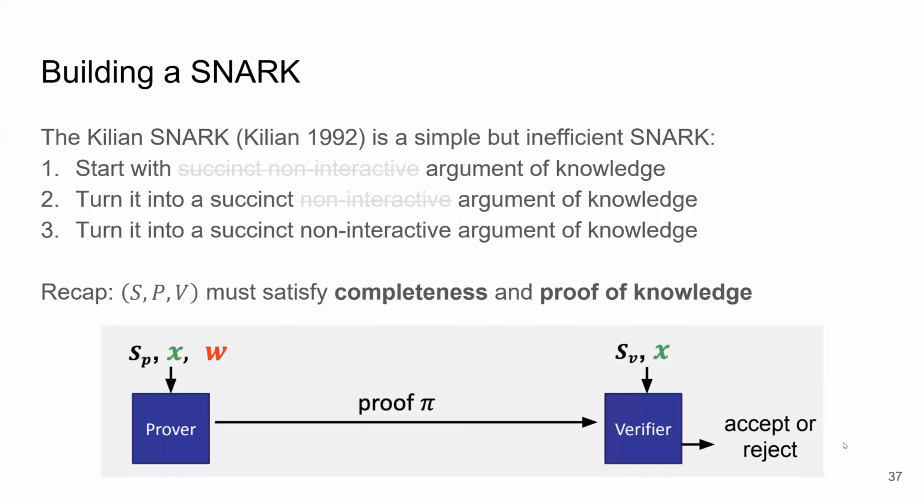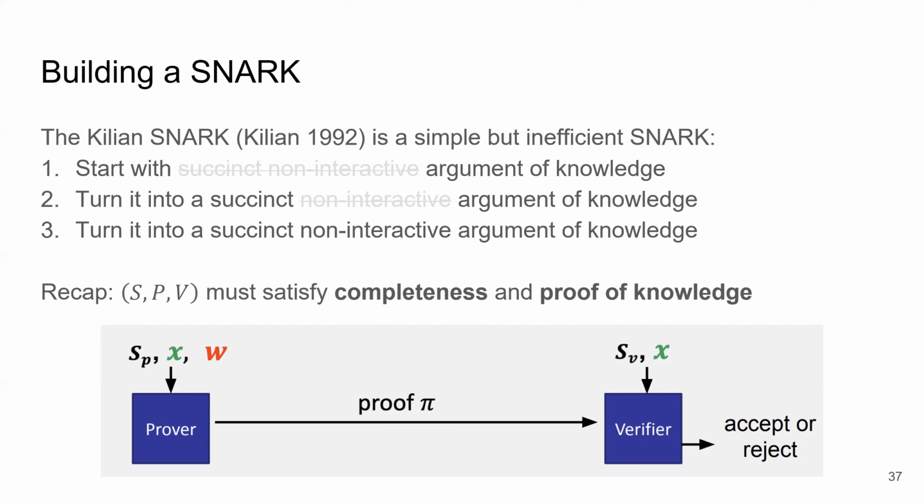And here, just as a recap, remember we have these two parties to set up, the prover and the verifier, and they must satisfy the completeness and the proof of knowledge properties. And we can imagine in our heads that the diagram of the structure and the flow of information looks like this.